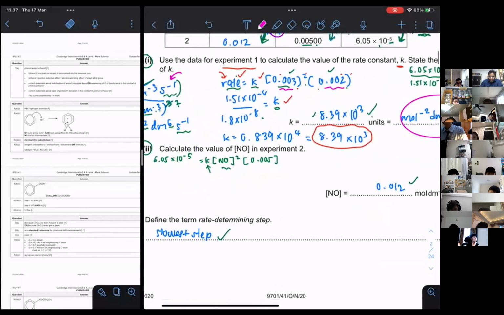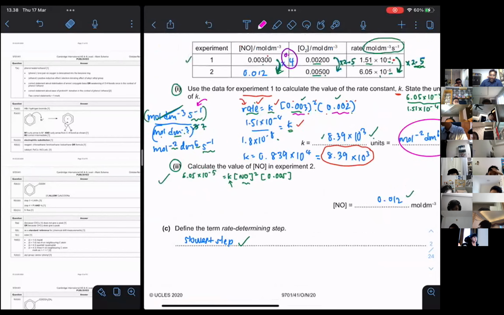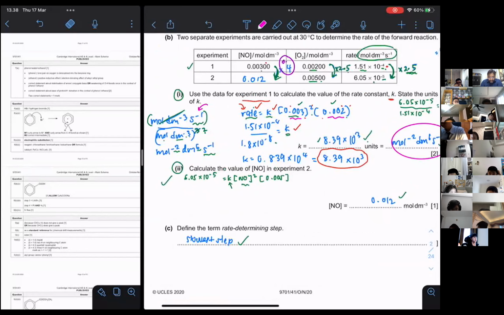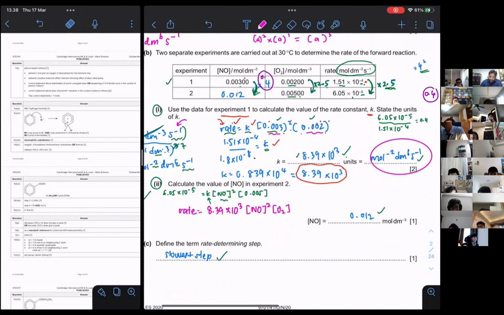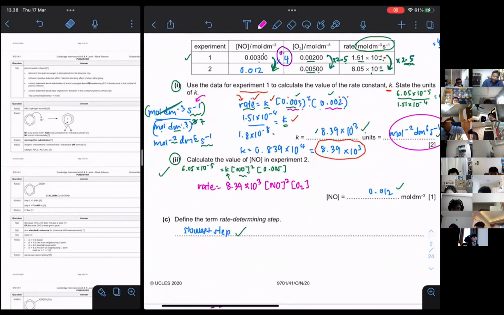Now, after you calculate the K, they ask you to calculate the value of NO in experiment 2. They gave the hint: you calculate the K. So now what you can do is write down rate equals, rather than putting K, you can use 8.39 times 10 to the power of 3, concentration of NO to the power of 2, and then the concentration of O2 to the power of 1. So now you are going to calculate for experiment number 2. You want to calculate the NO.